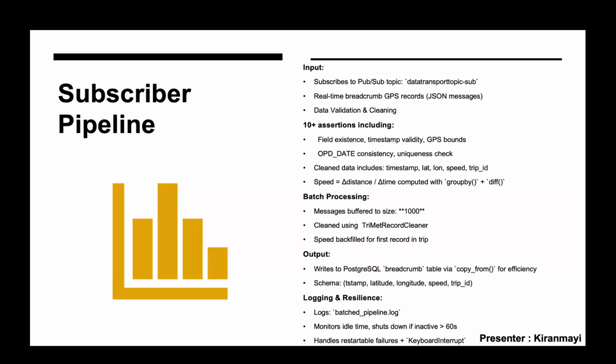After validation, we do data transformation, in which we calculate speed using the formula change in distance divided by change in time. This is done using a group by function and a difference function. We process data in batches of 1,000 messages to improve performance. The first row in each trip has its speed value backfilled to avoid null values. The clean data is then loaded into the PostgreSQL breadcrumb table using the copy_from method. This copy_from method is very fast for inserting bulk data.